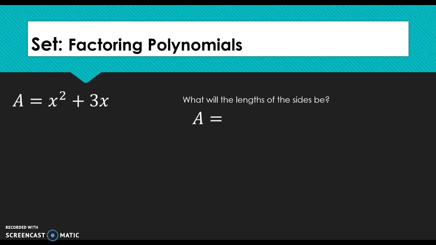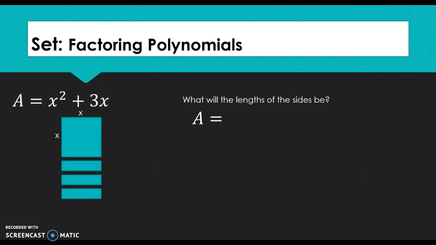What about the polynomial x squared plus 3x? We'll start with our box, x by x, and 3 x's. So one side of the box is x, one side of the box is x plus 3, and when FOILed back together, we get x squared plus 3x.